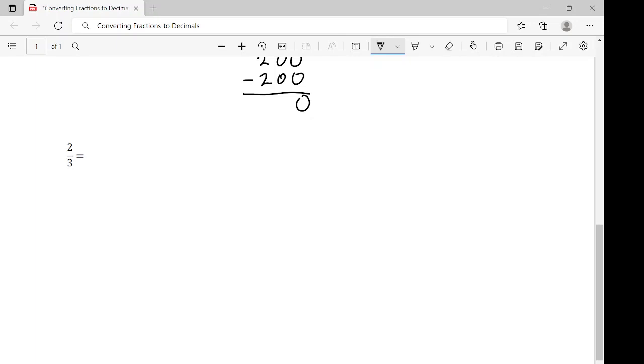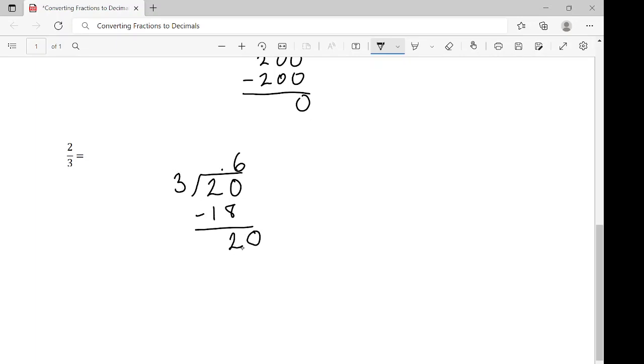Lastly, we have the fraction 2 over 3. So we're going to bring 3 here, divide it into 2. 3 will not go into 2 evenly, so we're going to put a decimal point up here and a 0. And we're going to see how many times does 3 go into 20. It does not go in evenly, but the closest it can get to is 6 times without going over. So 6 times 3 is 18. Subtract, and we're going to get 2. And bring another 0 down.